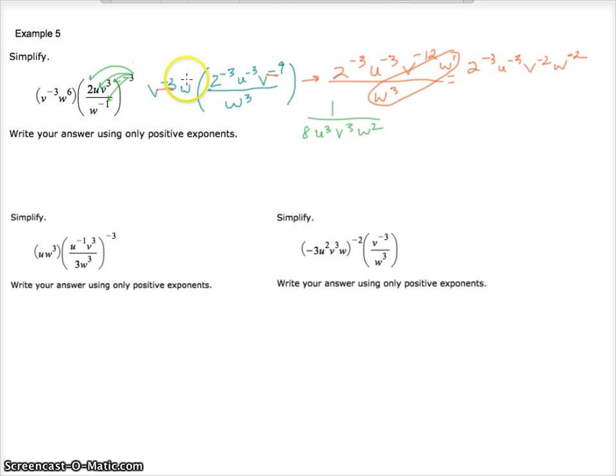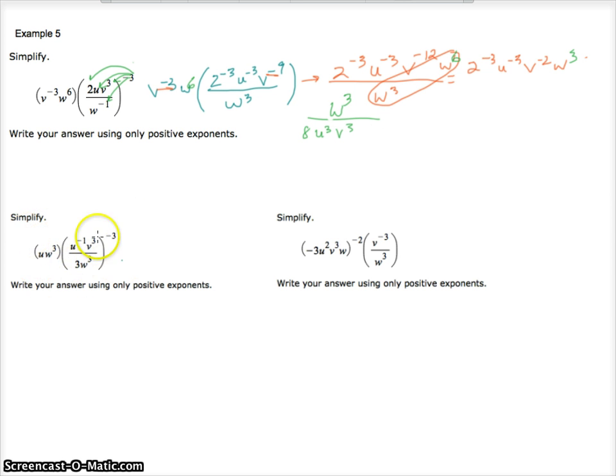Except this was w to the 6. So this was w to the 6, and this does not go down here. 6 minus 3 is 3. So this is going to be w to the 6. My apologies, gang. W to the 6 at the top. Nope, I lied. W to the 3 at the top. I'm crazy. Okay, let's look at one more problem. I'll keep this one straight.